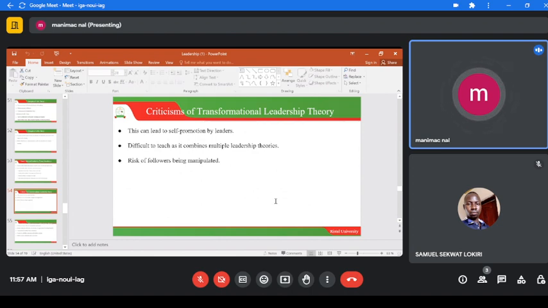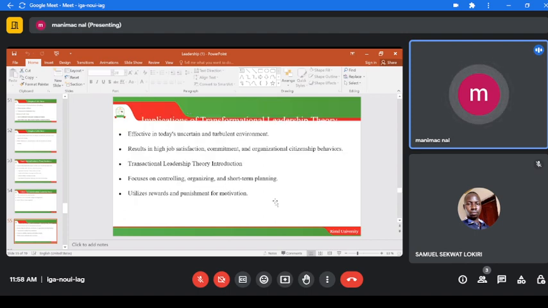Further still, what could be the criticisms of this theory? The criticism is that it can lead to self-promotion by leaders. Leaders can promote themselves. Number two, it is also difficult to teach as it combines multiple leadership theories, because for you to successfully transform the group or the subordinates through the transition, it requires a lot of theories that you apply as a leader. That is why we are saying it is very difficult to teach and to combine all that we have mentioned. Furthermore, it is also risky in terms of followers being manipulated.